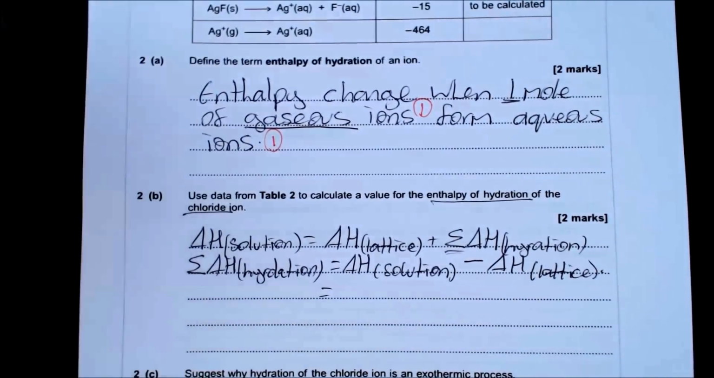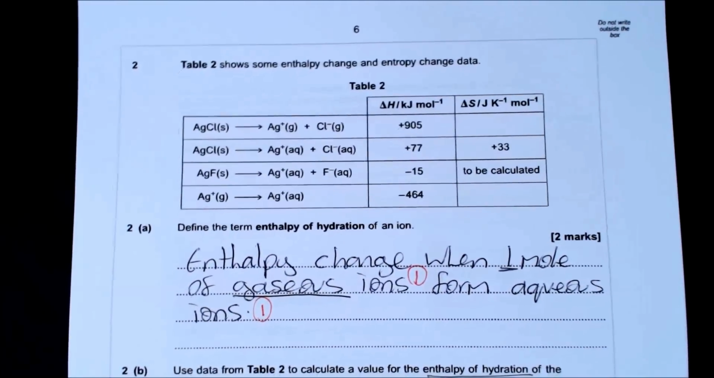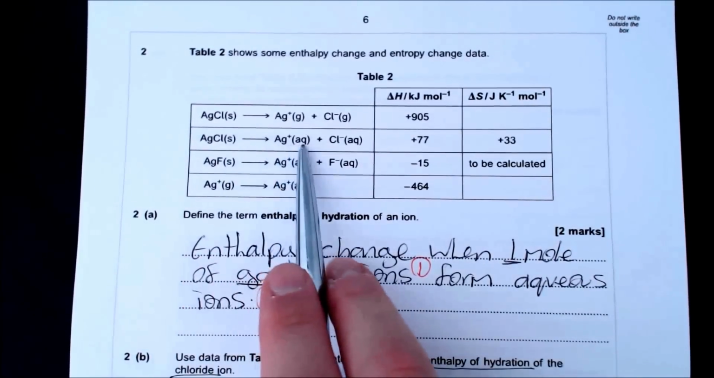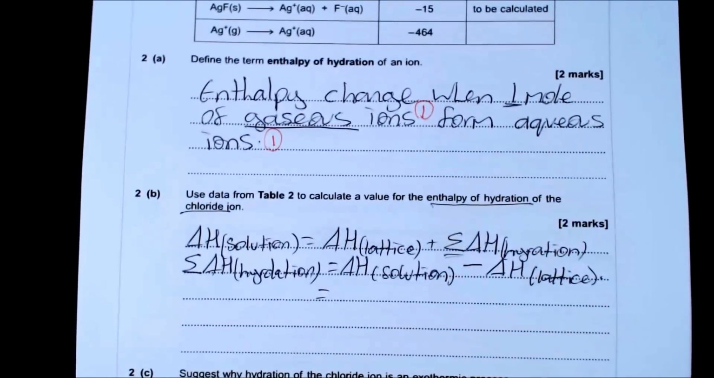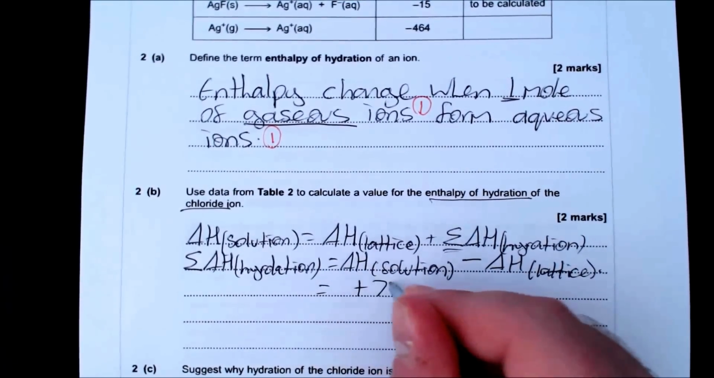Now we're looking for the enthalpy of solution. So if we come up here, our enthalpy of solution, as you can see in this data, is this one here, because there's our solid, and we're forming a solution, obviously, of aqueous ions. So we're going from a solid to aqueous ions. So this is the enthalpy of solution. So we're just going to put that number in there. Now that was plus 77.